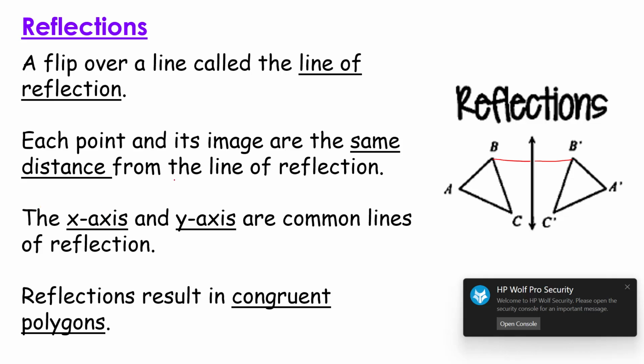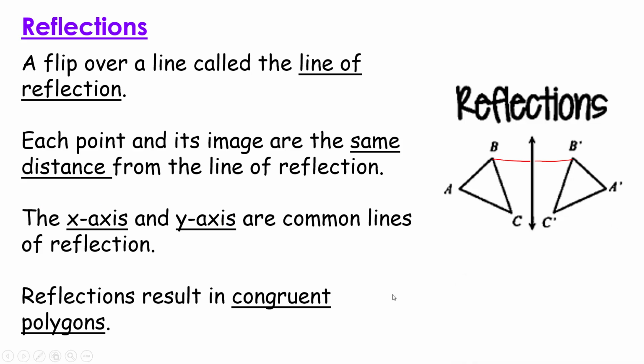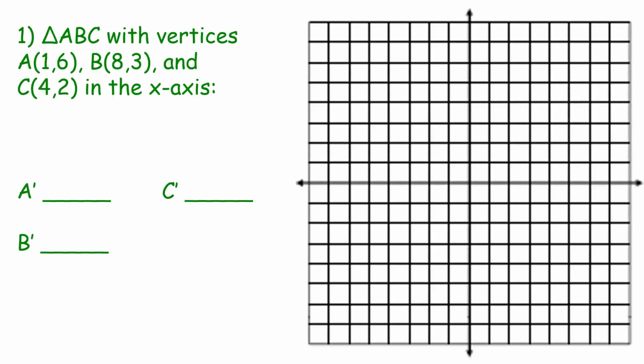Typically we use the x-axis and y-axis as common lines of reflection. And then when we reflect an image, the result is going to be congruent polygons, meaning the polygons are going to be the same shape and same size. All right, so let's look at one.